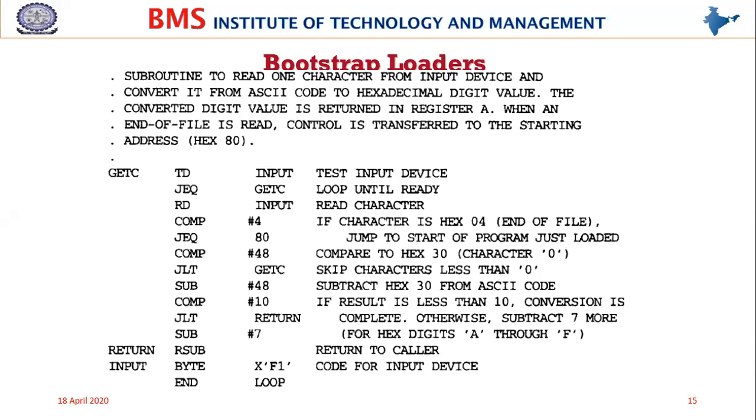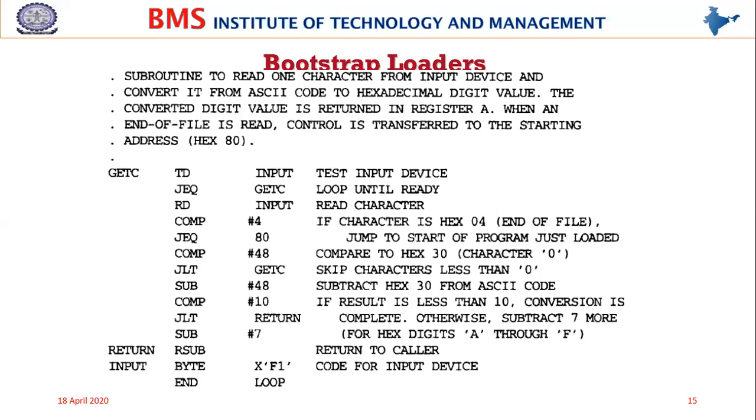So your getC checks two conditions. One, whether the end of the file is reached, that is by comparing it with #04. Or whether the line is not containing any value, meaning it is equal to or less than 30H, then it is an empty line and we skip. If it is the end of the file, we'll go to 80. If it is not that, we'll skip.